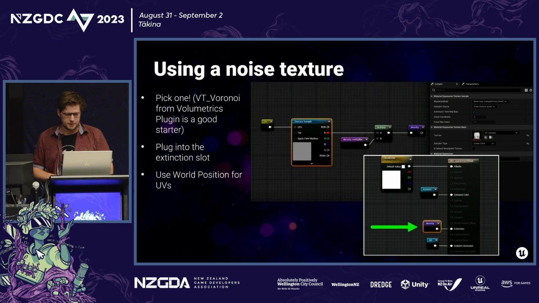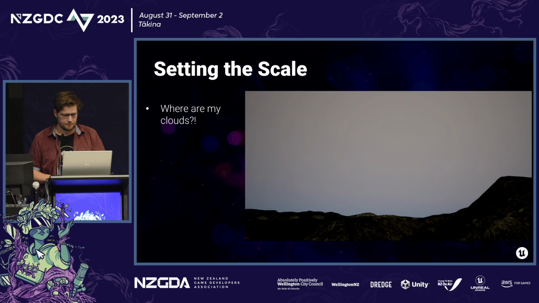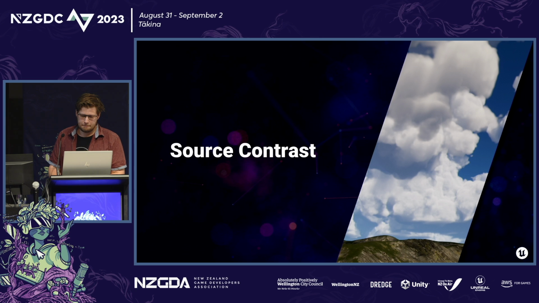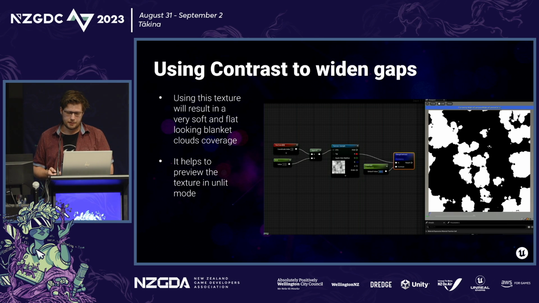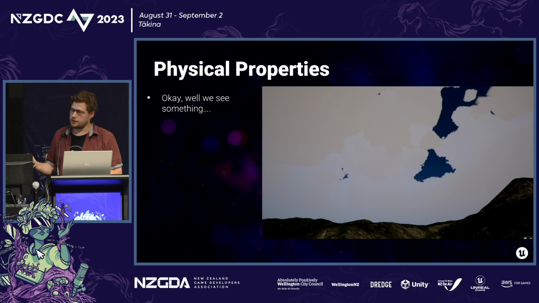So yeah, let's sample that texture and plug it into the density slot and see what we get. Okay, well, if you want to render some overcast clouds, then this is the good way to go about it. You might be thinking, well, this isn't so great, where's my clouds? And that's where we come to that idea of creating contrast and coverage to sculpt where the clouds are. So adding that contrast node means we can create those gaps, and then suddenly we start to see the clouds taking shape.